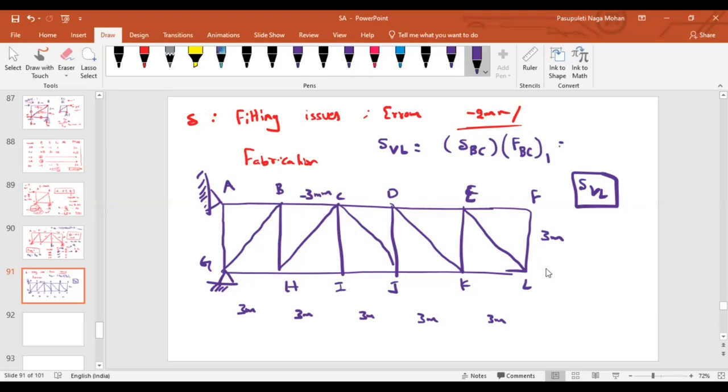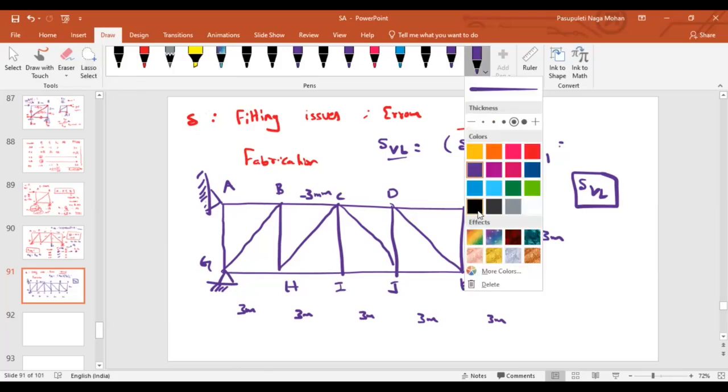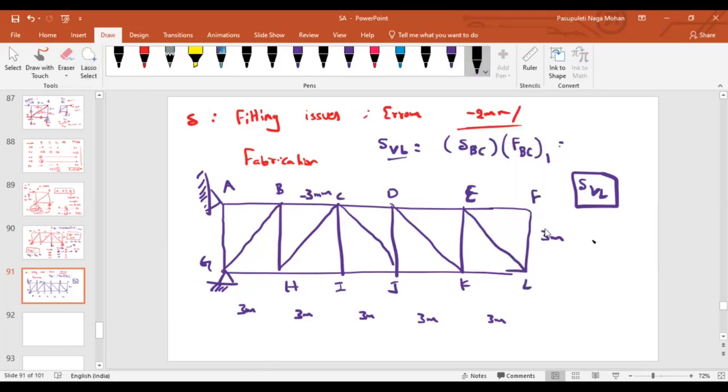But where are we applying the unit load? At B or C, sir? Where we have to find the deflection. At L, sir. L. Okay. As I want to find the vertical deflection at L, I will apply a unit force at L. So if there is a unit force applied at L, tell me what is the force generated in the member BC. How will we find it out?